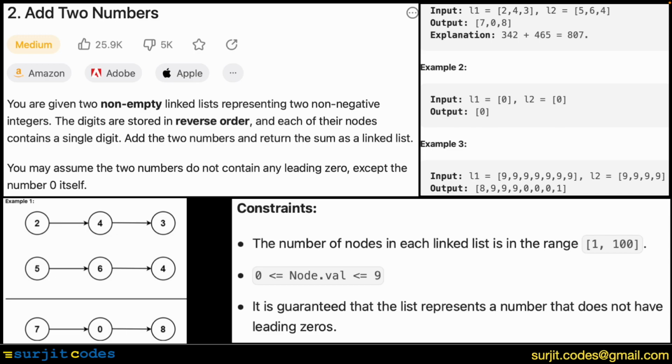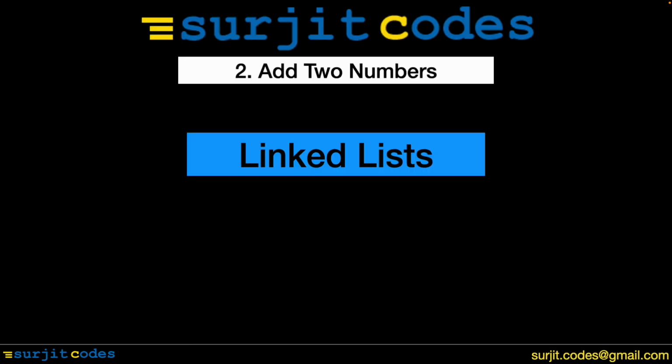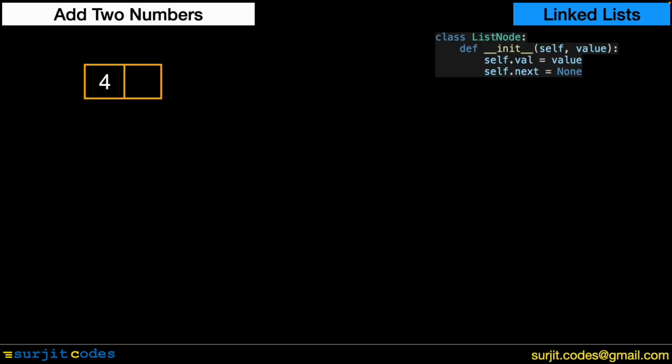We are given two linked lists that represent non-negative integers in the reverse order. We need to find the linked list that is their sum. First, let us spend some time on understanding the structure of linked lists.